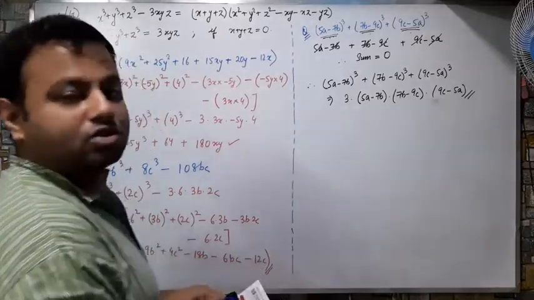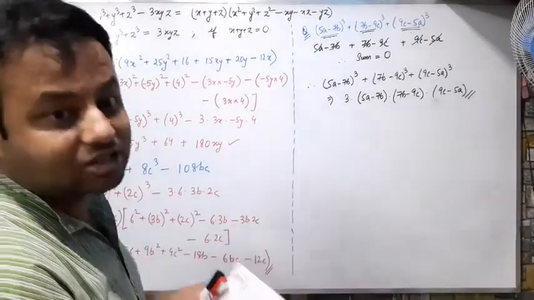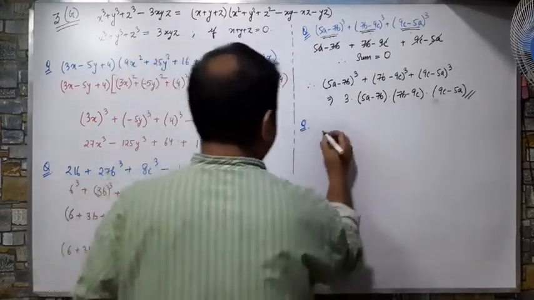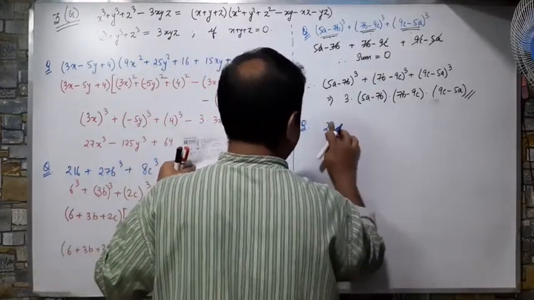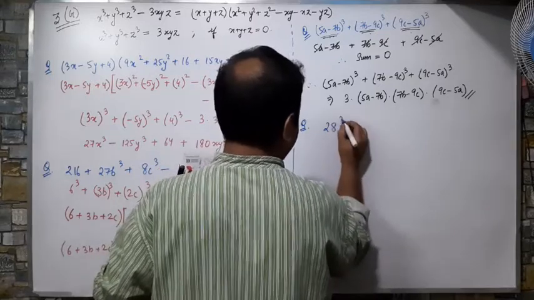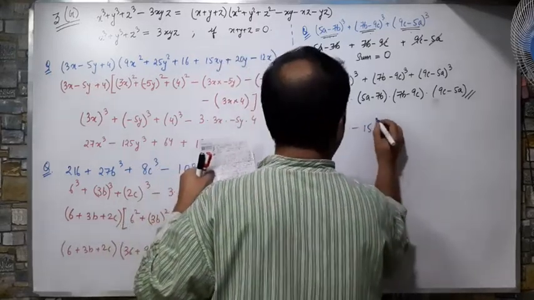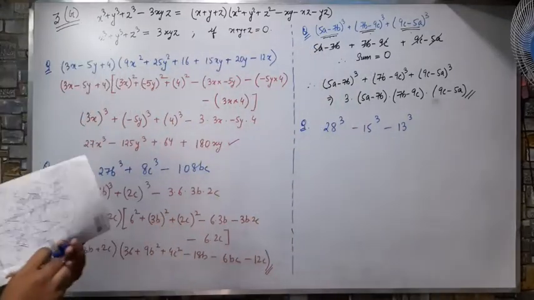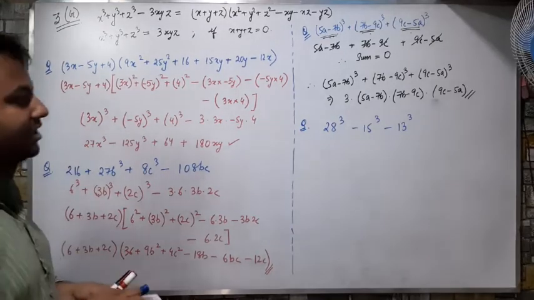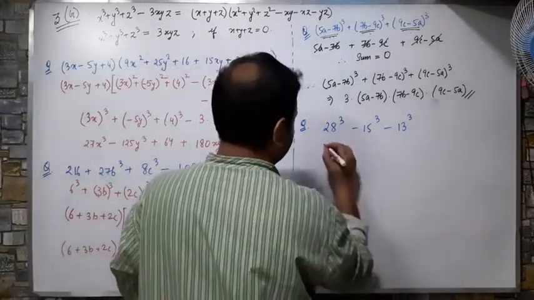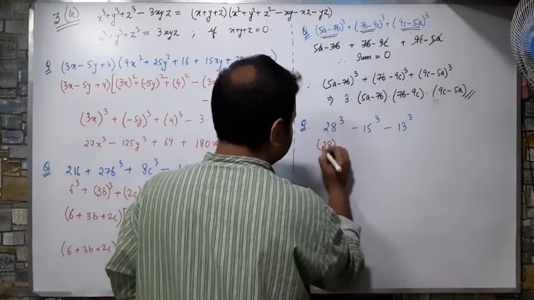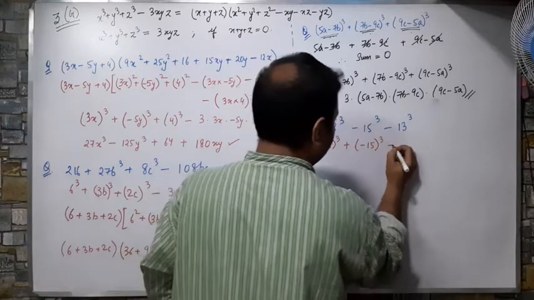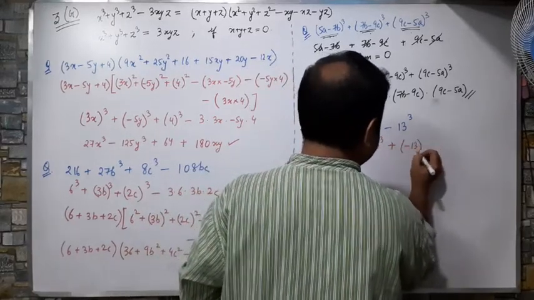Now the last question of this exercise and also the last question from this chapter. How to do this? You have been given 28 whole cube minus 15 whole cube minus 13 whole cube. So you have been given a question like this. You can break this question in a way: this will be 28's whole cube plus minus 15's whole cube plus minus 13's whole cube.